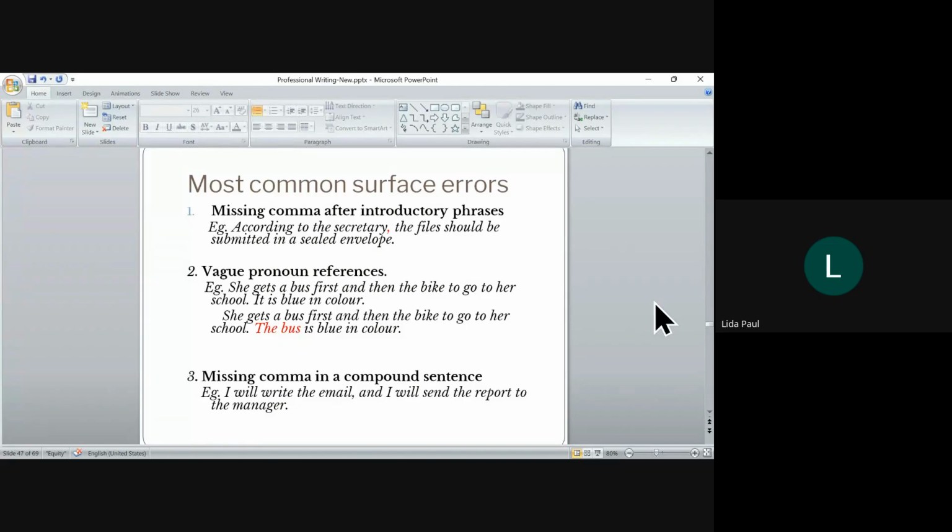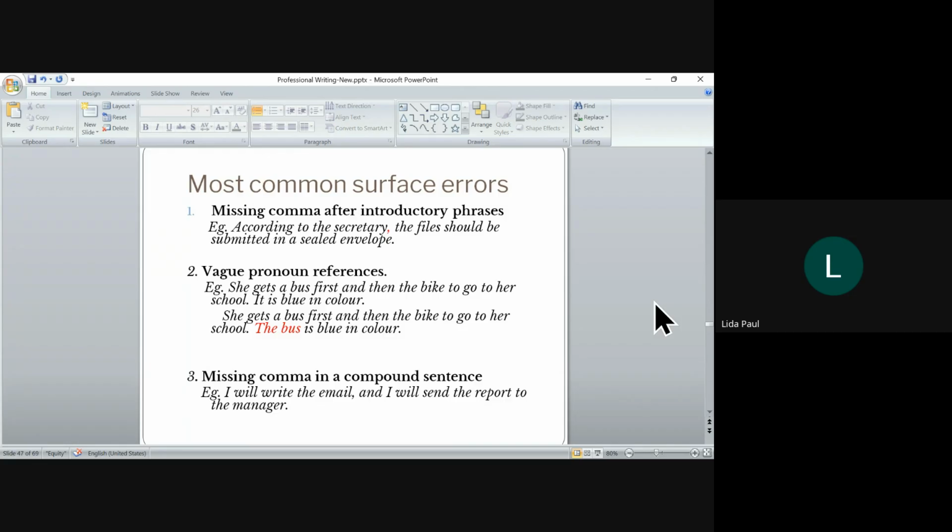So when you have situations like this, it is always better to replace your pronoun with the actual noun, right? Because there are more than one references, and if you're going to use just one vague pronoun to refer to it, the clarity of the statement is compromised, right? So vague pronoun references, that's one kind of common surface errors.